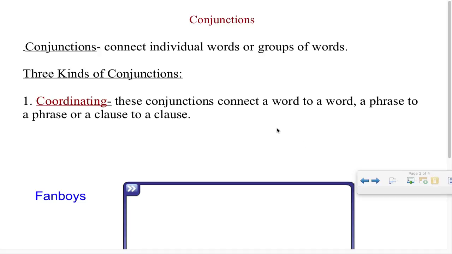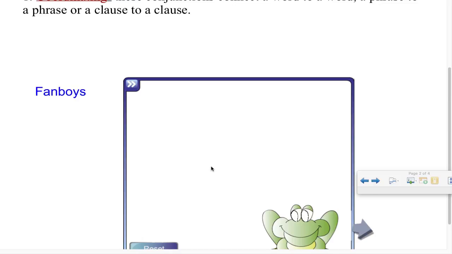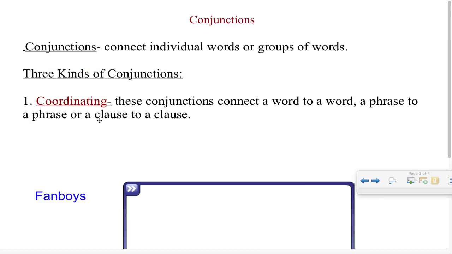So we're going to go over two out of three. We might skim some of the conjunctions, but the basic conjunctions that you should know about, which connect a word or a phrase to a clause, are the FANBOYS. They're called the coordinating conjunctions.